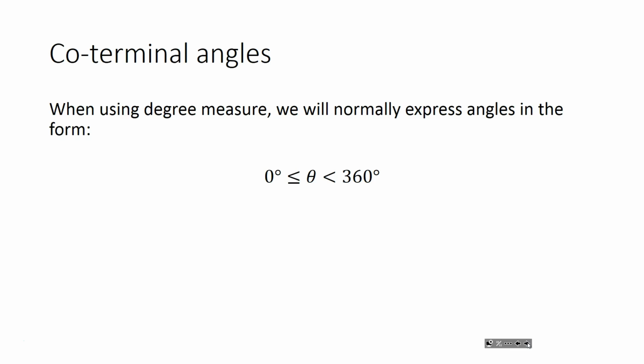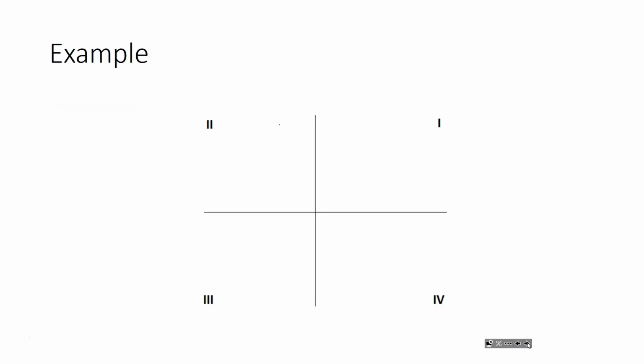Notice I have the equal sign pointing to the 0 but not the 360. That's because 0 degrees and 360 degrees are exactly the same thing. We might as well go with just calling it 0 degrees. Now let me show you how we'll do this in practice. So for my next example, I'm going to start with an angle of negative 350 degrees.